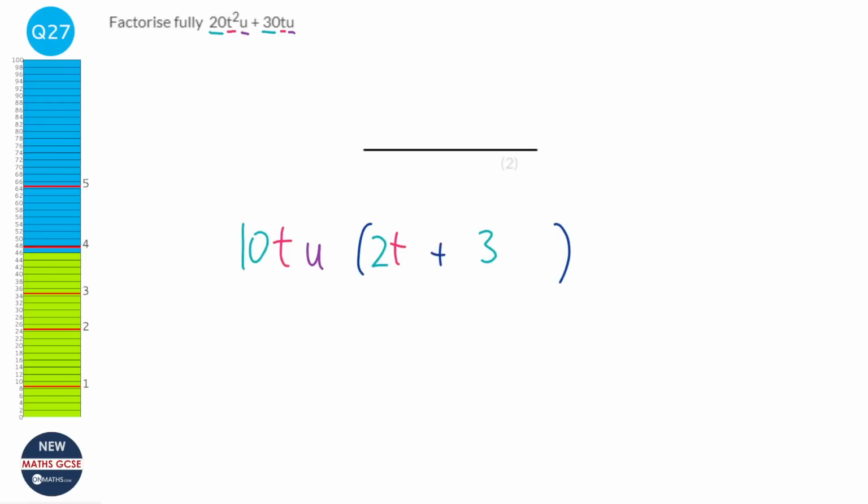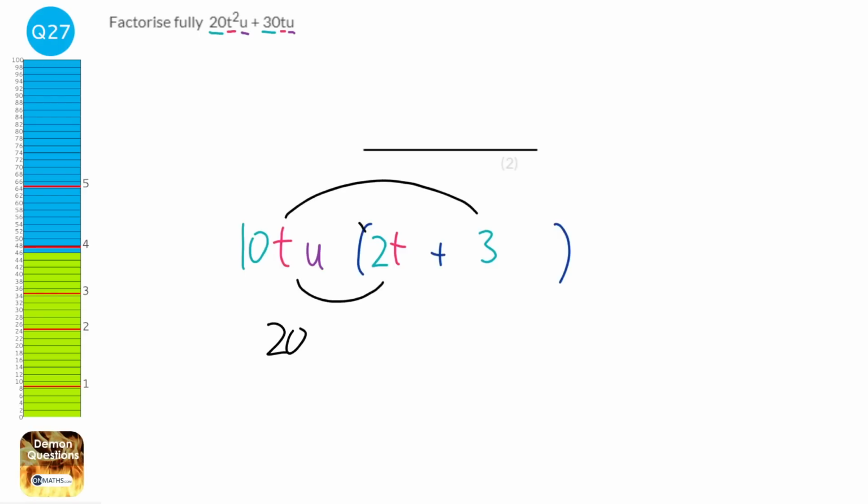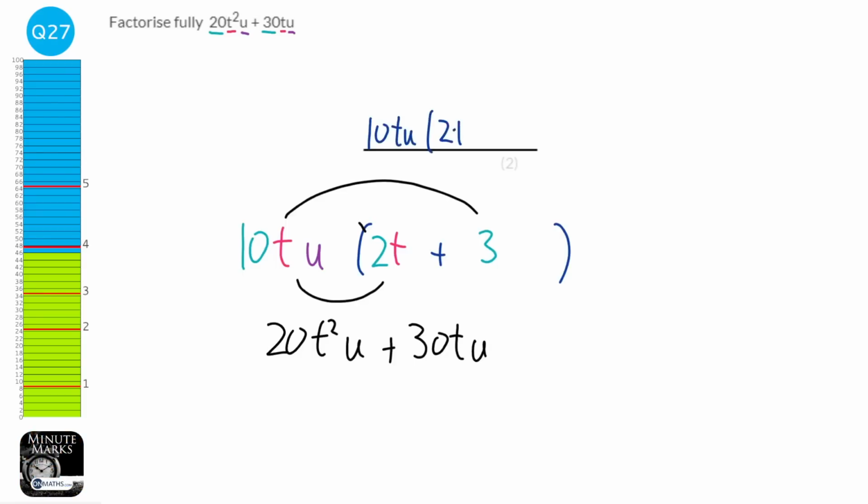Now always when you do this, expand the bracket to check if you've made any mistakes. So I'm going to do smiles and rainbows. There's loads of different methods. So 10 times 2 is 20, t times t is t squared, and then the u, plus 10 times 3 is 30 times t times u. So we know we've got the right answer. So our answer is 10tu brackets 2t plus 3.